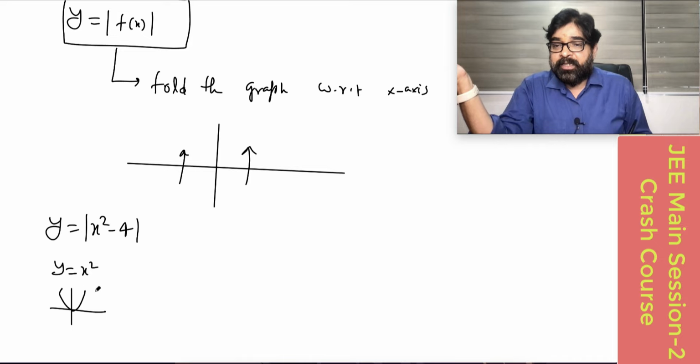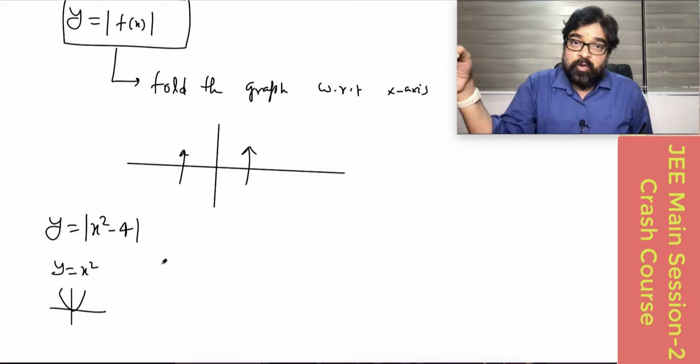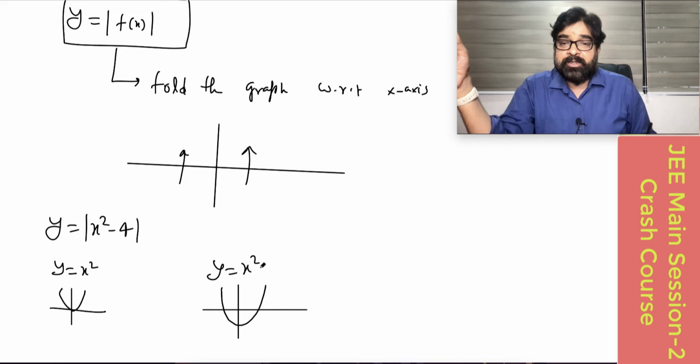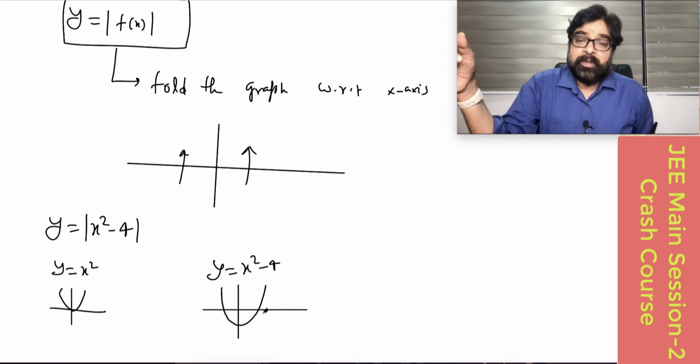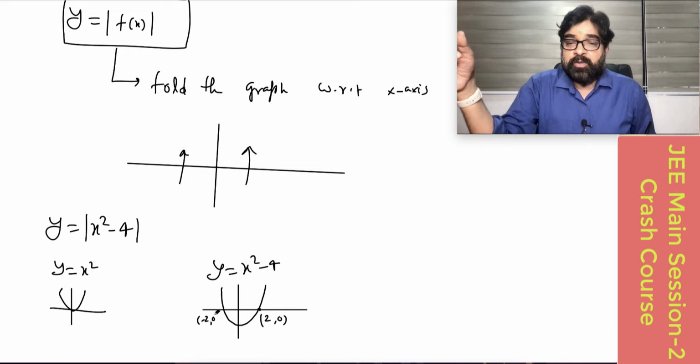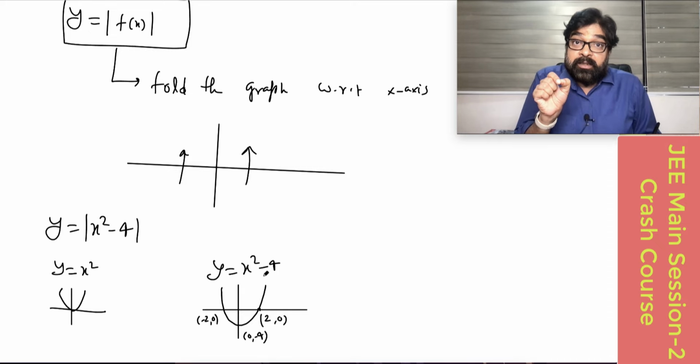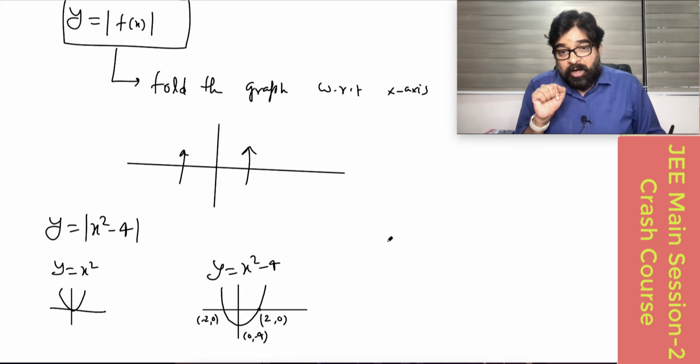But I am interested in y equal to x square minus 4. So the second method will apply. Remember, all of you? When you apply the second method, you will get this graph. X square minus 4. This point was 2 comma 0. This point minus 2, 0. This was 0. Just now we did, no? But I want mod of this.